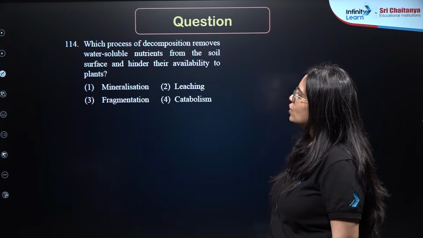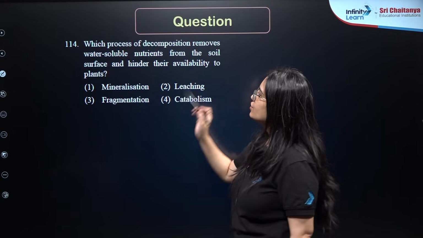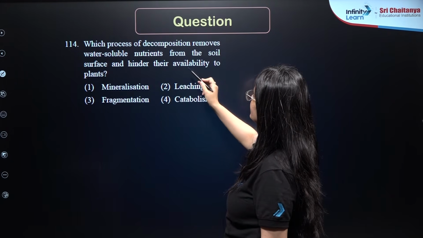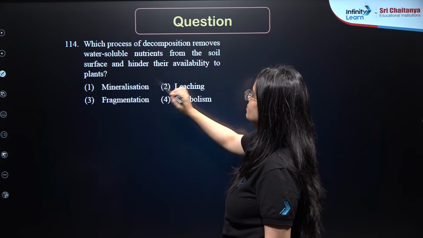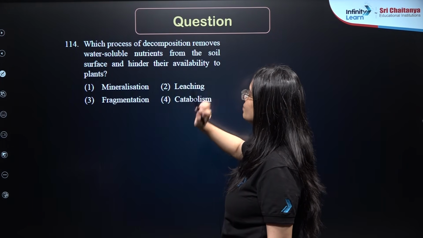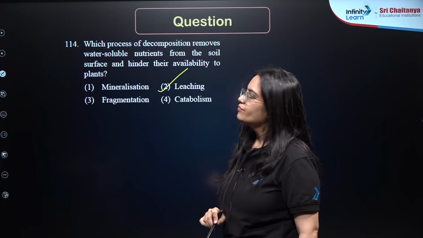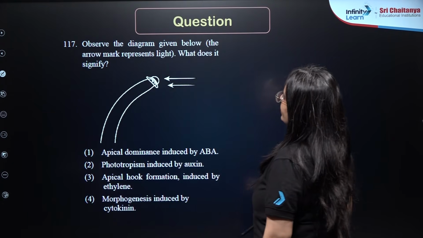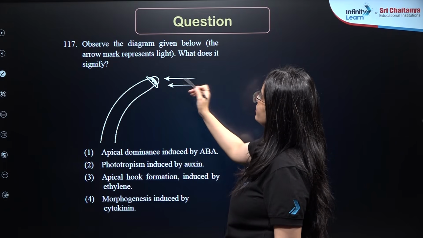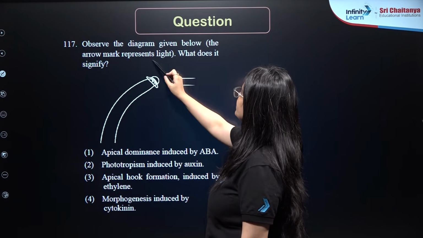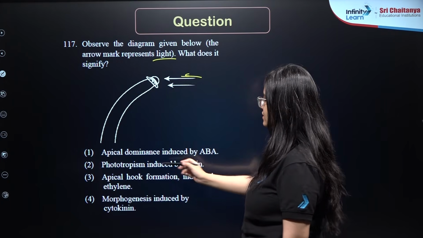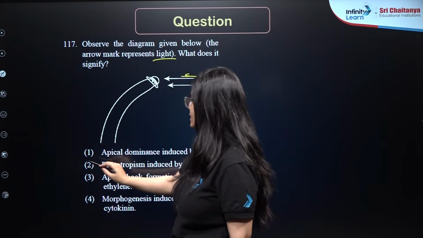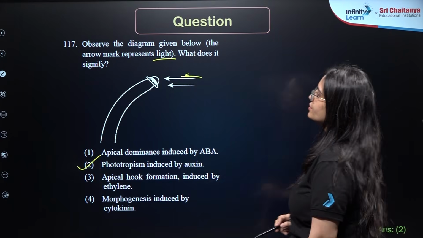Next. Which process of decomposition removes water soluble nutrients from the soil surface and hinders the availability to plants? The correct answer is leaching. Okay, this is very obvious here. What are we trying to show? So this arrow represents the light. So in this diagram, what does it signify? It signifies the phototropism induced by auxin. 2 is your right answer.